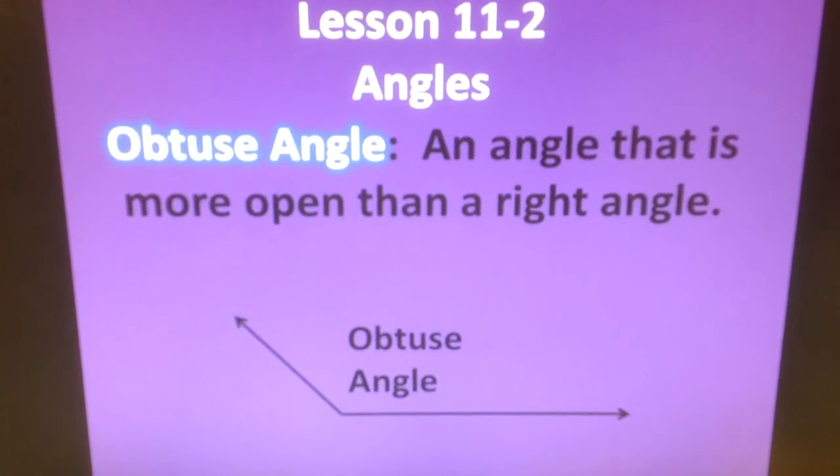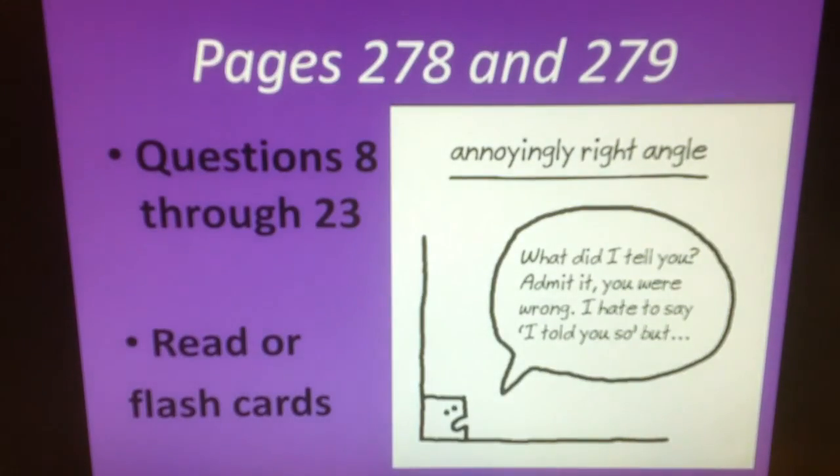An obtuse angle is an angle that's more open than a right angle. It's a wide angle. And that was it for today.